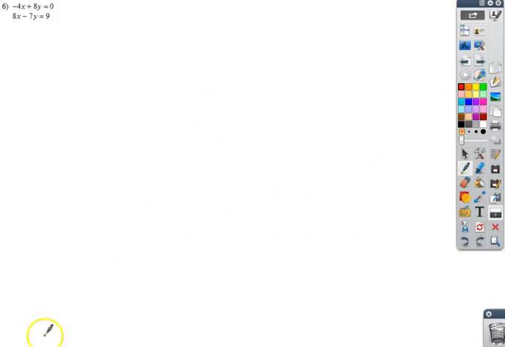Moving on. We have this particular problem here. I'm going to multiply the top equation by a 2. When I do this, some people want to know, why am I doing this? Well, again, it's all about those x's. And I look here, and I made them the same.